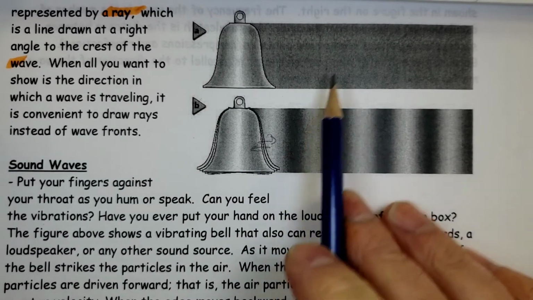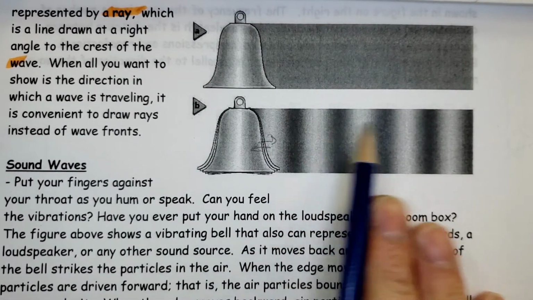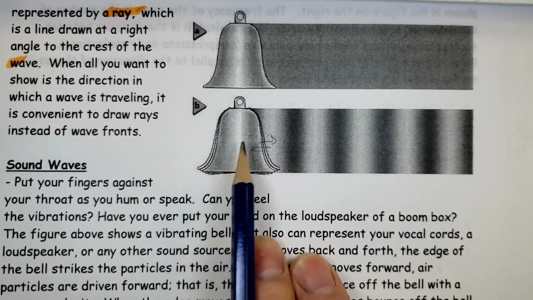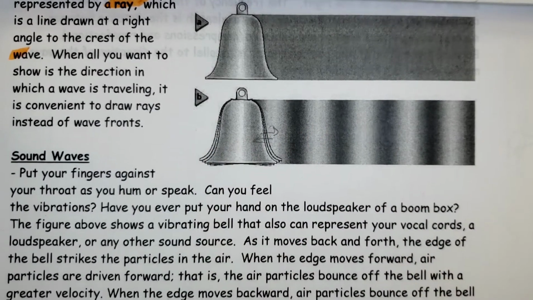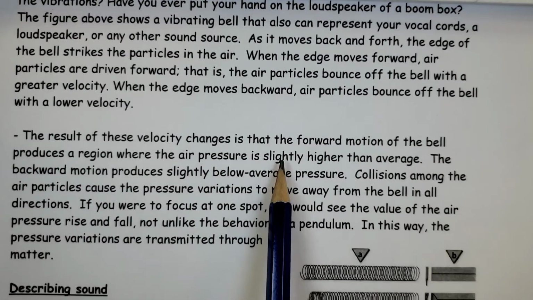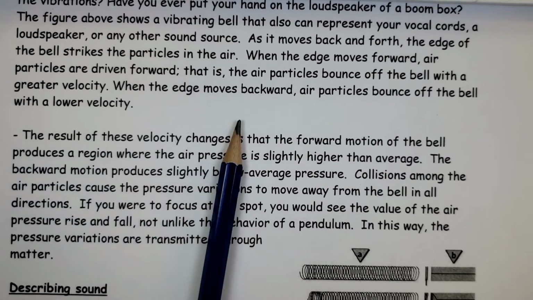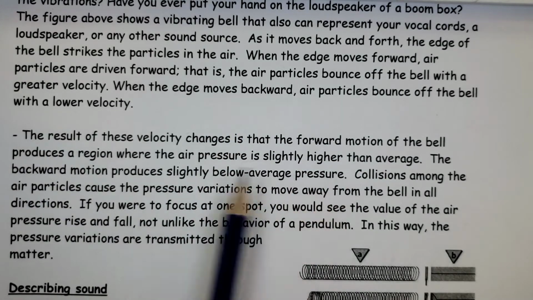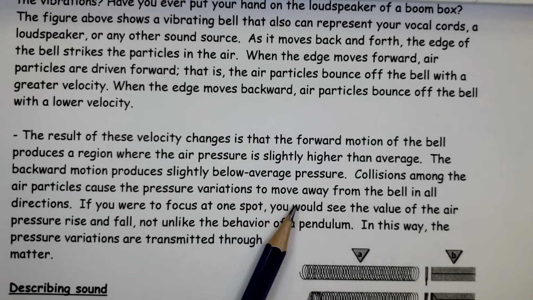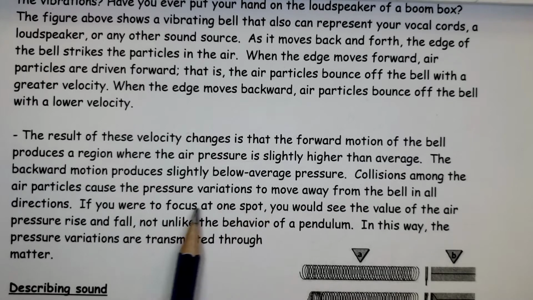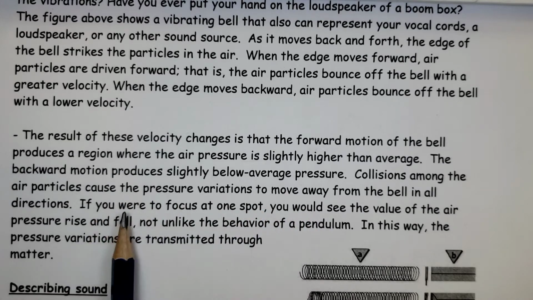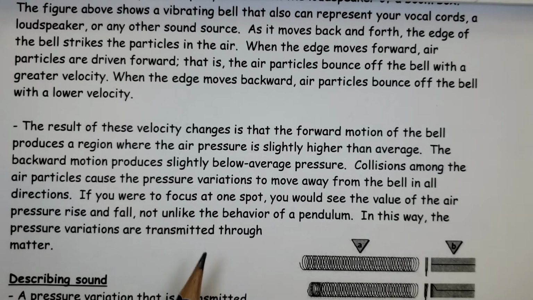So the signal that's sent in the air matches the vibration of the bell itself. The result of these velocity changes is that the forward motion of the bell produces a region where we have air pressure slightly higher than average. The backward movement produces slightly below average pressure. Collisions among air particles cause the pressure variations to move away from the bell in all directions. If you were to focus at one spot, you would see the value of air pressure rise and fall, not unlike the behavior of a pendulum. In this way, the pressure variations are transmitted through matter.